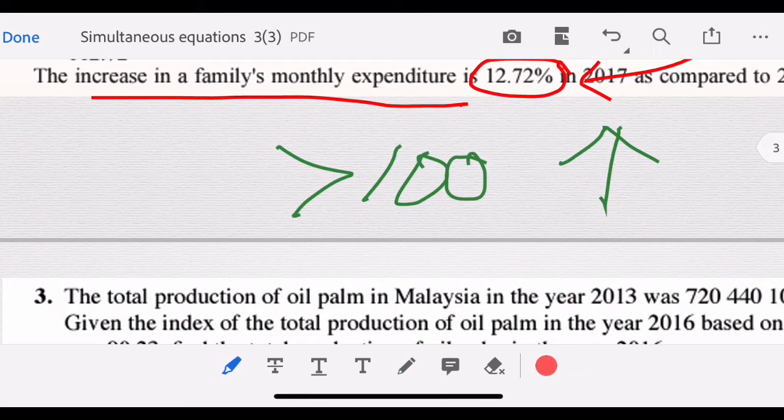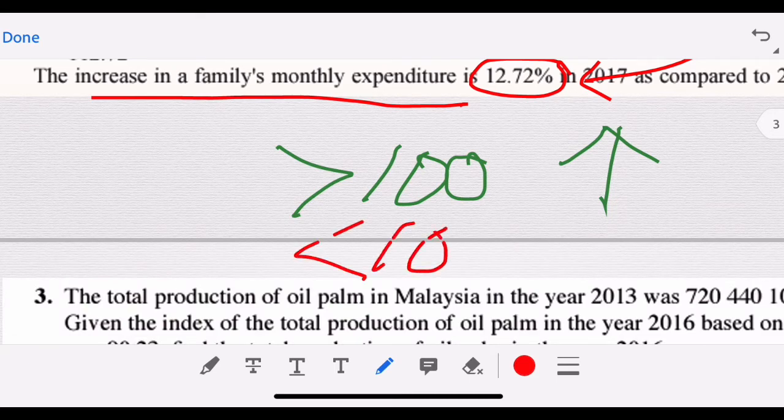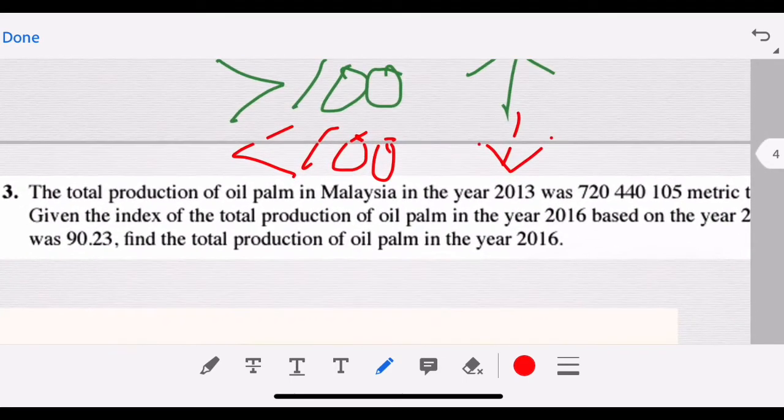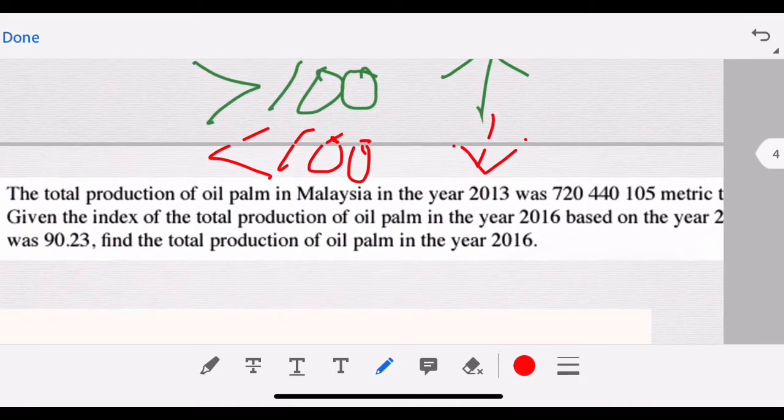So please remember that. I'm going to conclude that if the index number is less than 100, it means either the quantity decreased or the price decreased. If the index number is more than 100, it's either the price increased or the quantity increased. Okay, we have discussed 2 questions already. Now we are going to focus on question number 3.